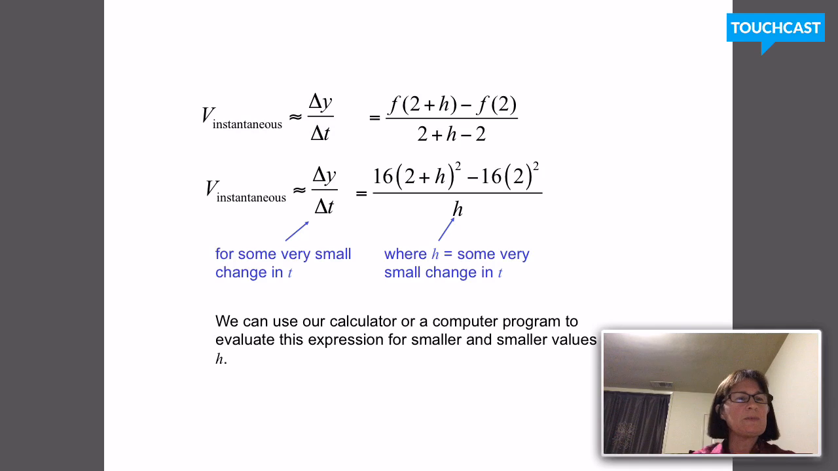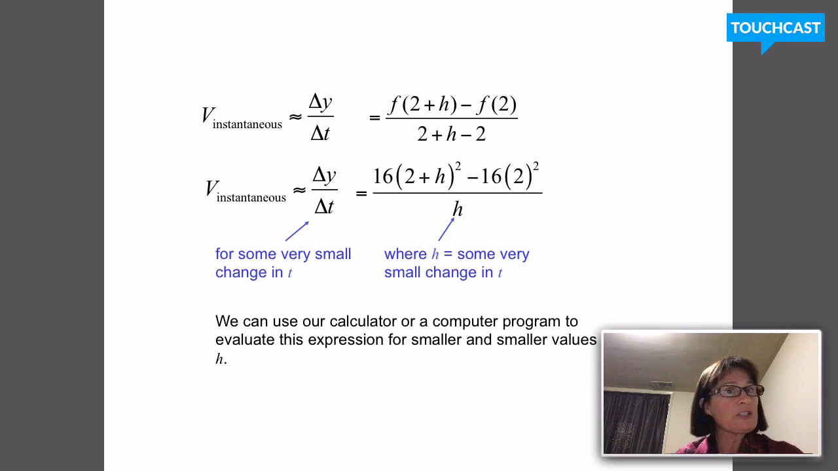So watch what I'm going to do. Instead of using time 2 and time 0, remember I had f of 2 minus f of 0 over 2 minus 0, I'm going to use f of 2 and f of a teeny tiny bit more than 2. And instead of having to say teeny tiny over and over again, I'm going to use a variable. I'm going to call it h. And I'm going to let it stand for a very, very small change in time.